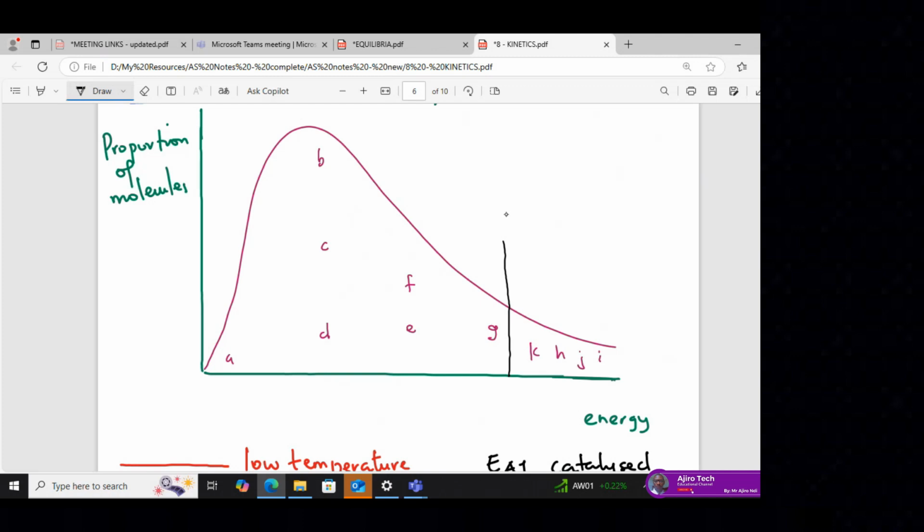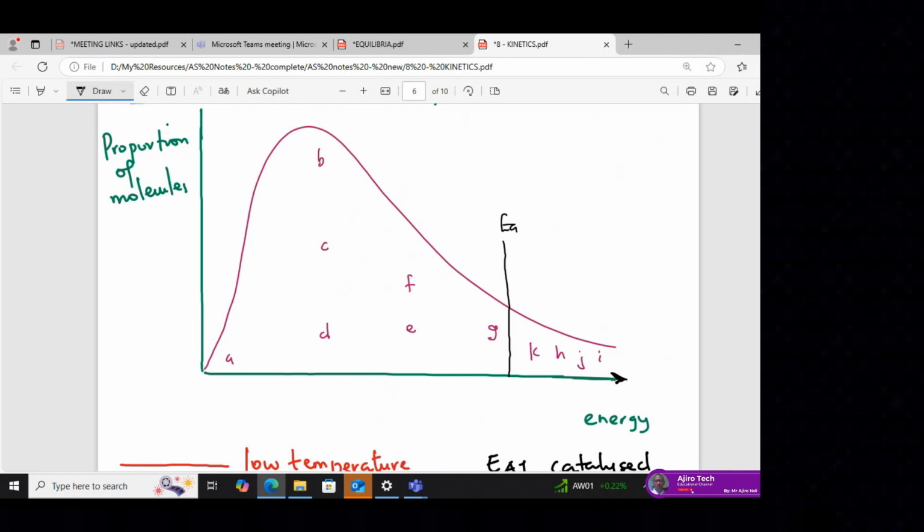This is our activation energy line, and energy is increasing this way. Which of these particles will react? K, H, J, I. They are the ones that have more than EA. Is that okay?